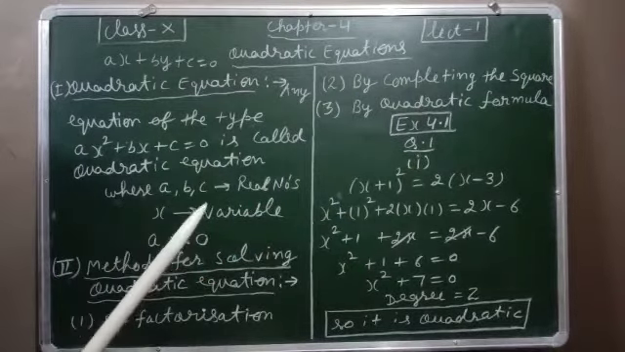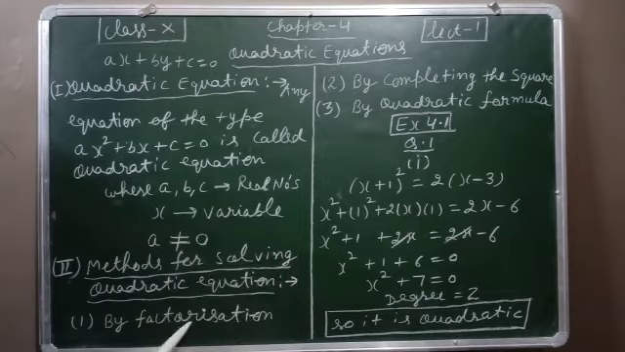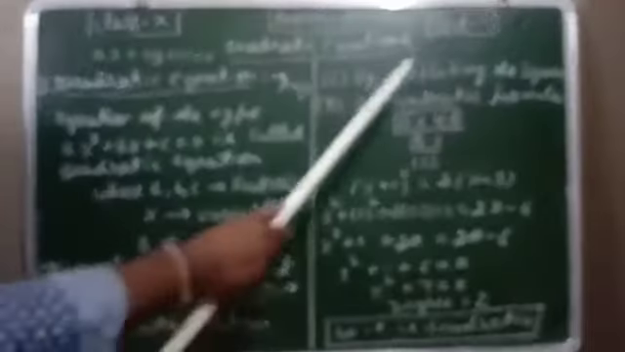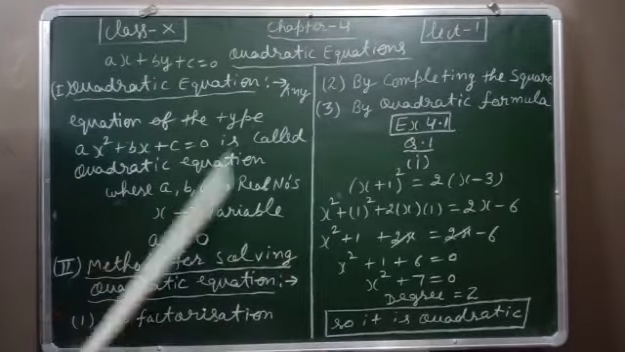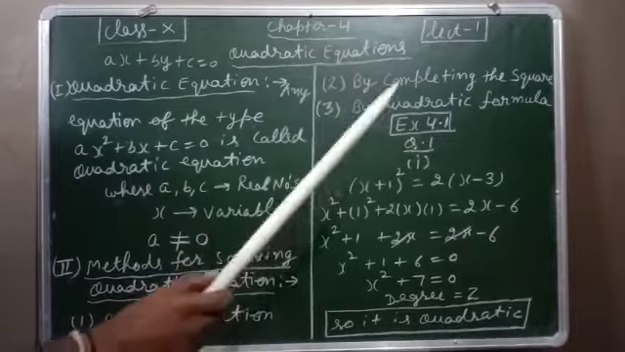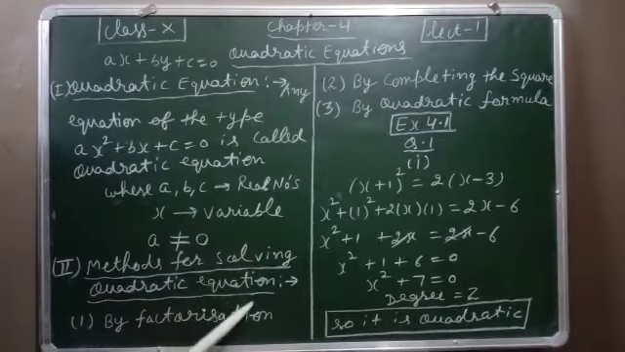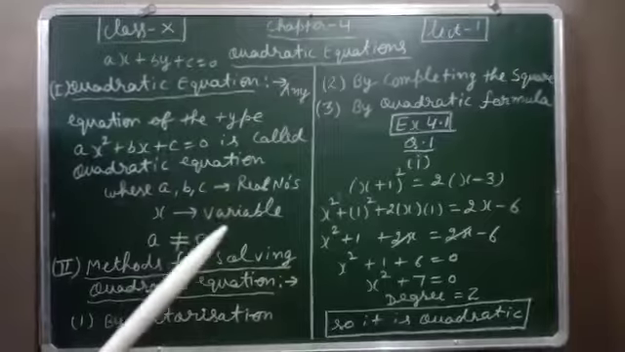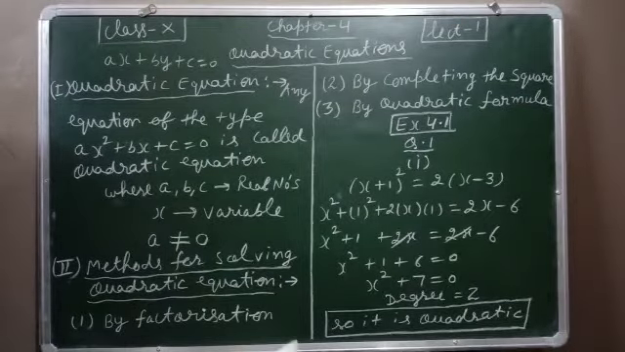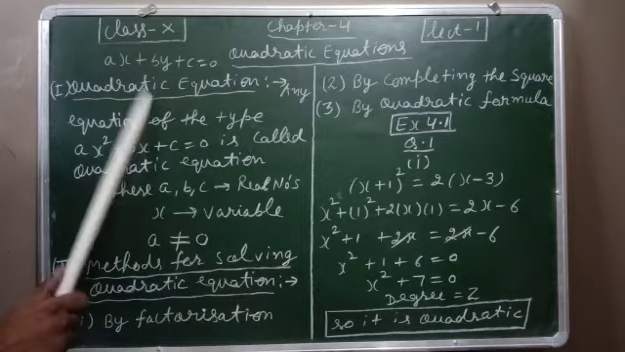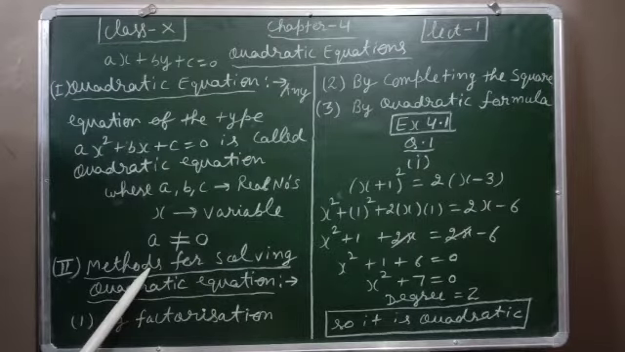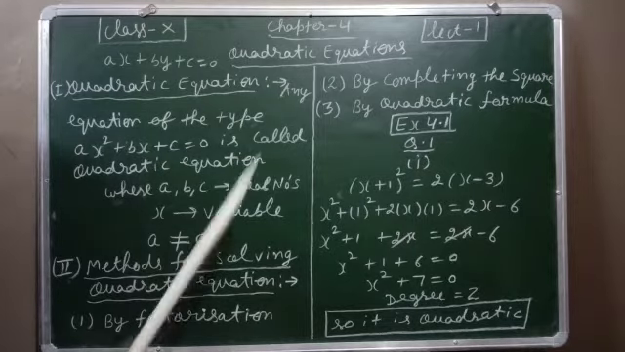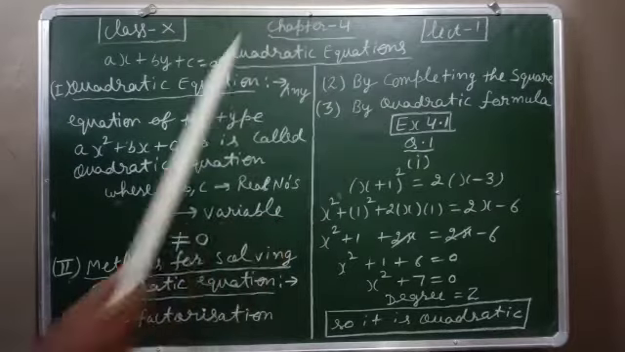In exercise 4.2 we will study the factorization method. In 4.3 we will study these two methods, completing the square and quadratic formula. So these two are the basic points of this complete chapter. After this we have to study only these three formulae and this chapter will be complete. So it is a very small chapter, very easy chapter, and very scoring also. Again I am revising the definition: quadratic equation is where the highest power is 2, or you can say degree is 2. How many methods do we have for solving quadratic equations? Three. First by factorization, second by completing the square, third by quadratic formula.